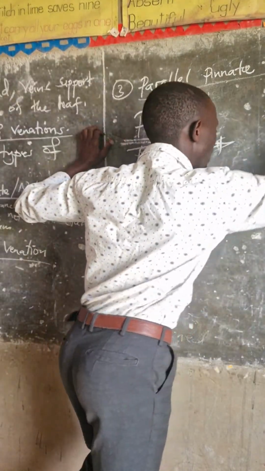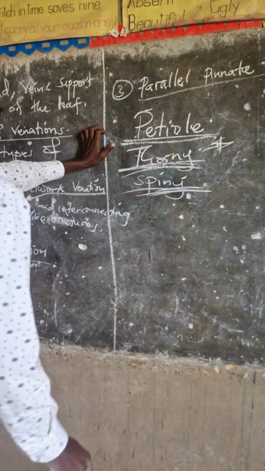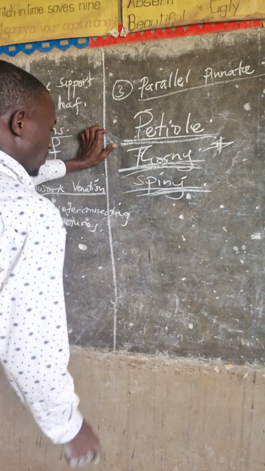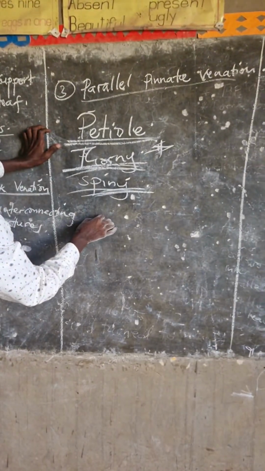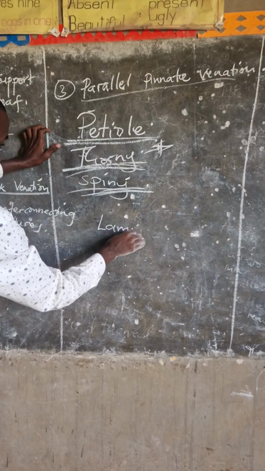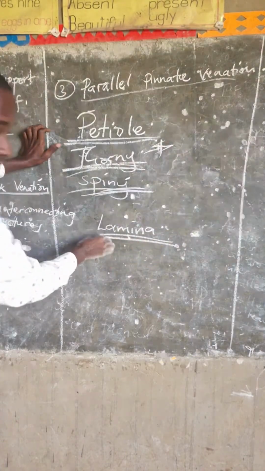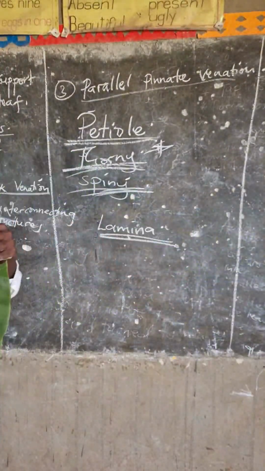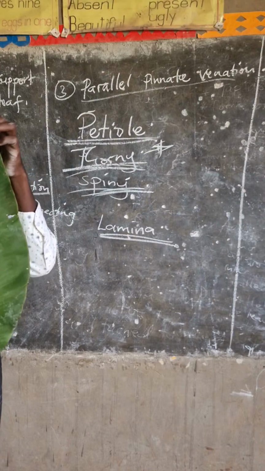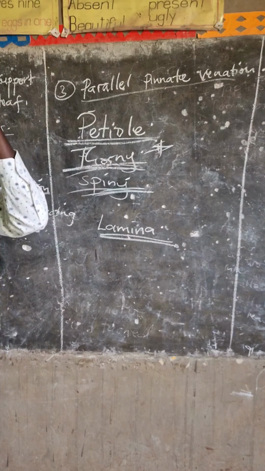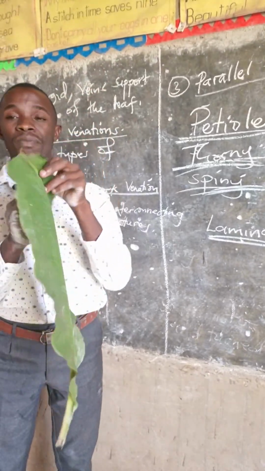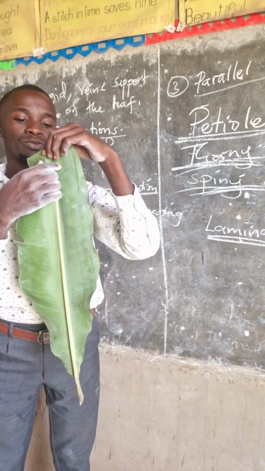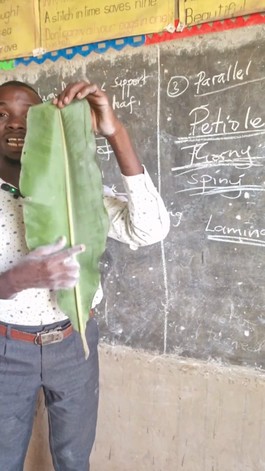That will drive us to another part of the leaf, and this part of the leaf is the lamina. The leaf lamina is this one. This one is the lamina. I'm explaining the major parts. I will not talk about every part of the leaf. This one is the lamina, this one here.